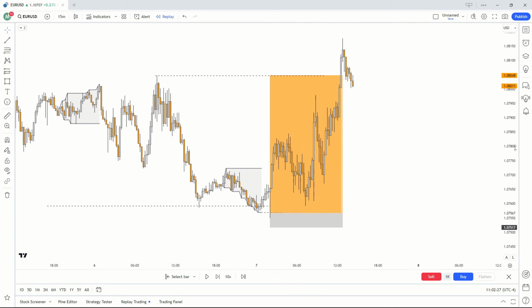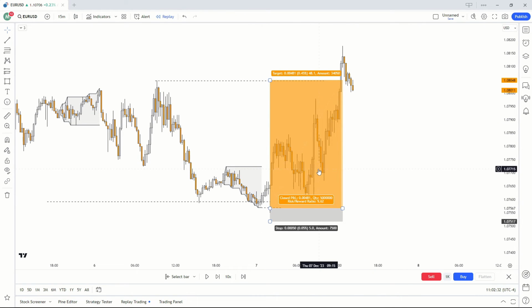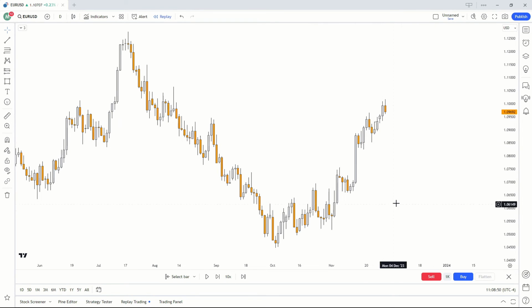Do not mindlessly place trades. Make sure there's always a reason you're placing each trade. And if you do so, you'll be very, very profitable, and you'll be surprised of how far you can actually go. Let's move on to another example.